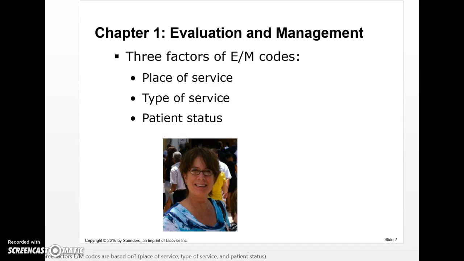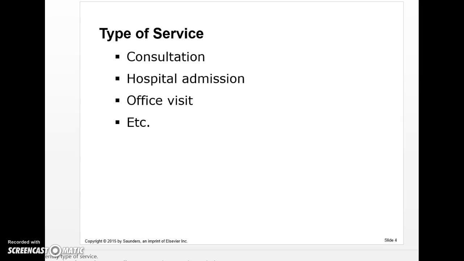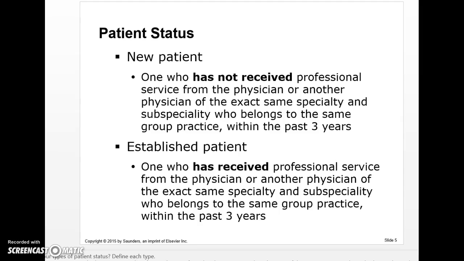This week we're covering Evaluation and Management, Chapter 1 of your Next Step book. So the three factors that influence evaluation and management codes are place of service, type of service, and patient status. Place of service could be inpatient or outpatient. Type of service could be a consultation, a hospital admission, an office visit, etc. Patient status, two types, new patient and established patient.